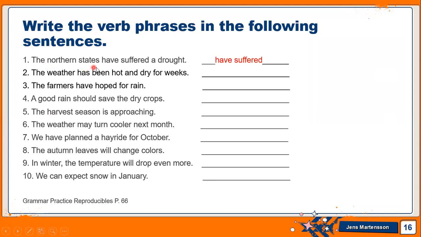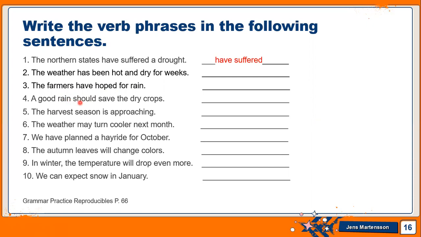The northern states have suffered a drought. Have suffered, this is the verb phrase, which consists of the helping verb have and the main verb, which is suffered. The weather has been hot and dry for weeks. Has been is the verb phrase. The farmers have hoped for rain. Have hoped is the verb phrase.